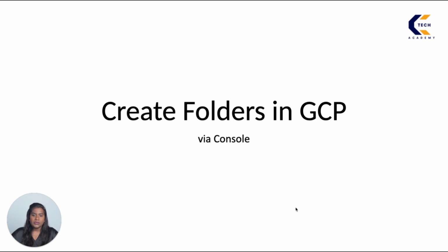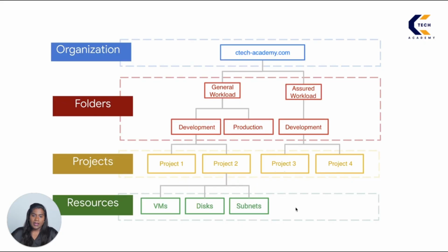Let's see how to create folders in GCP via console. In this case, I am going to create two folders called General Workload and Assured Workload under my organization, which is ctech-academy.com. And I am going to create two subfolders called Development and Production under General Workload folder.